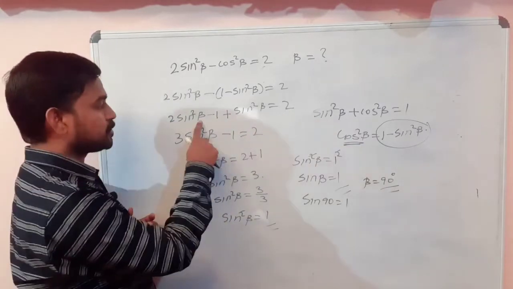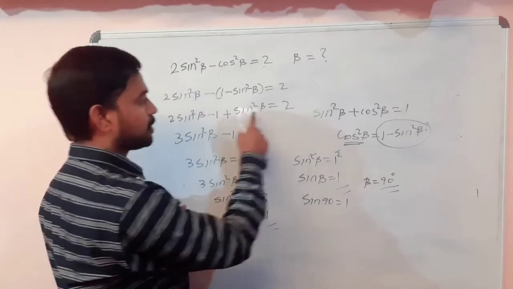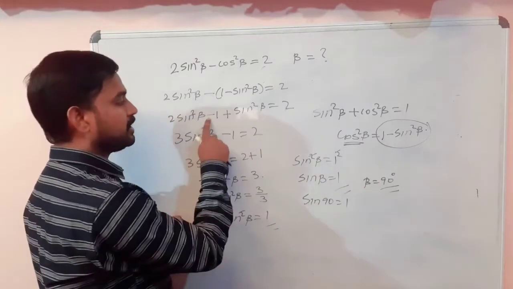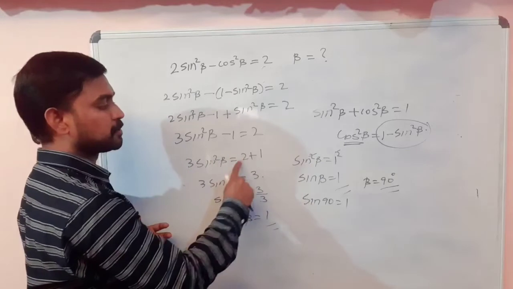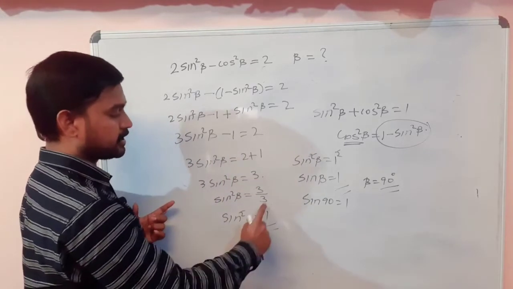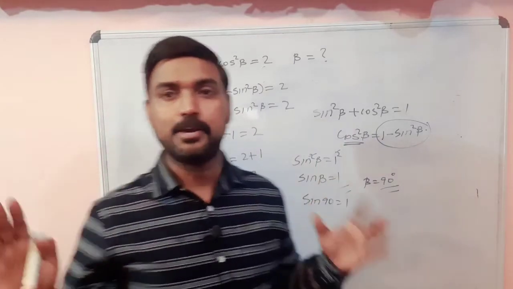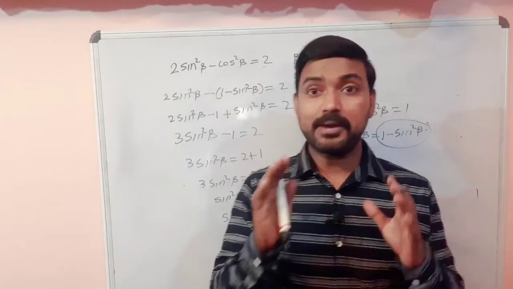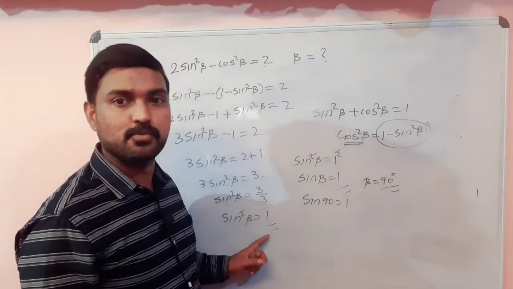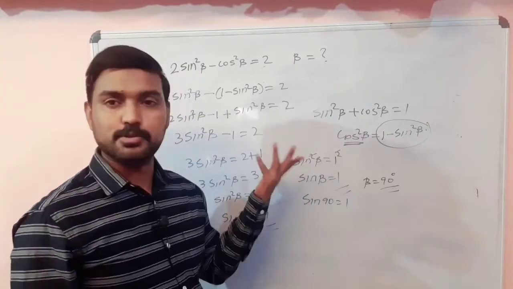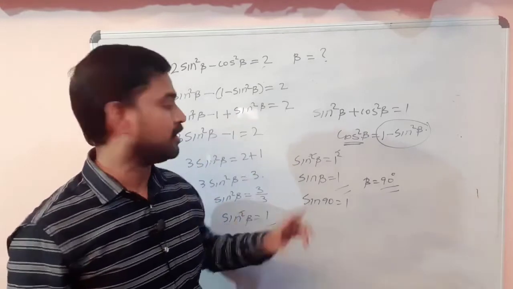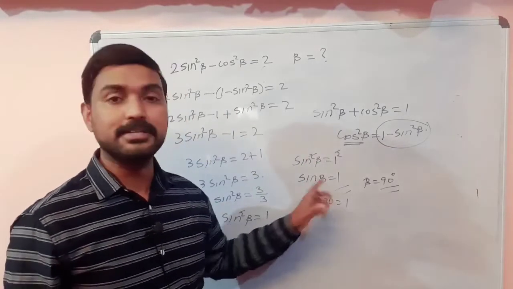Now this is 2 sine square beta, this is 1 sine square beta, these two joining together it is 3 sine square beta. This minus 1 transposed to that side will be plus 1, 2 plus 1 is equal to 3, and 3 sine square beta alone on the left side, 3 transposed to the right side, it is 3 by 3, which is equal to 1. So my dear students, here we got sine square beta is equal to 3 by 3, which is 1. 1 can be written as 1 square also, no problem. Because 1 square, 1 cube, everything, the answer is 1. So the square cancels, we get sine beta is equal to 1.